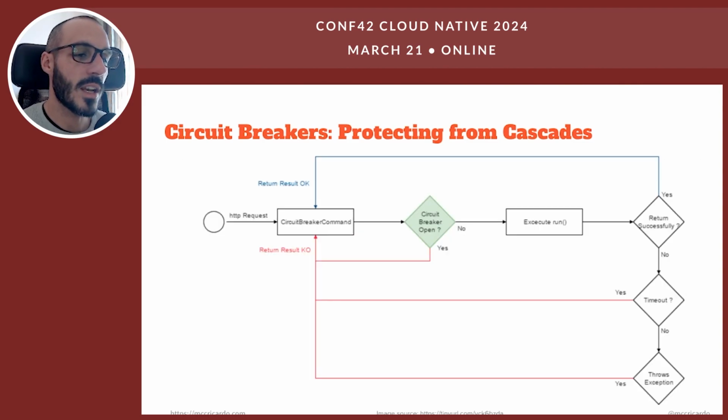In this example, we see an HTTP request arriving at the circuit breaker command. The circuit breaker command checks, is the circuit open? If it is open, it automatically says the result is not okay. You are not allowed to make this request at this point in time. If the circuit breaker is closed, it means that we can execute, run a command, and if everything went okay, return a good result to the user. This diagram also shows that we can use these patterns in combination. So I can use a circuit breaker, but I can also use timeouts and retries to throw exceptions so that our requests are okay or not okay.